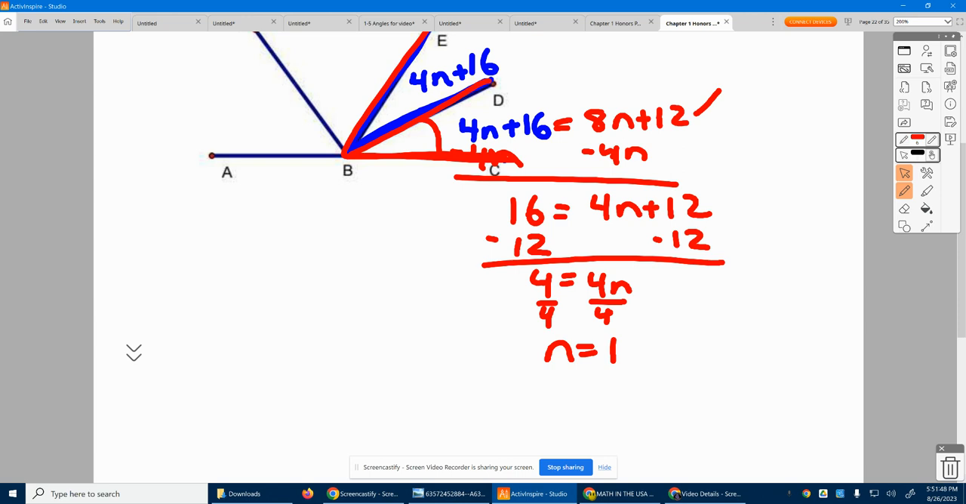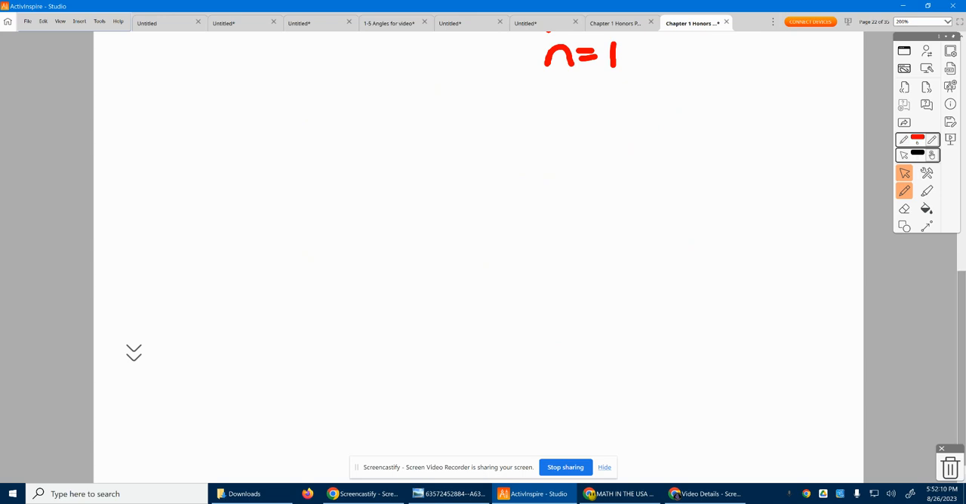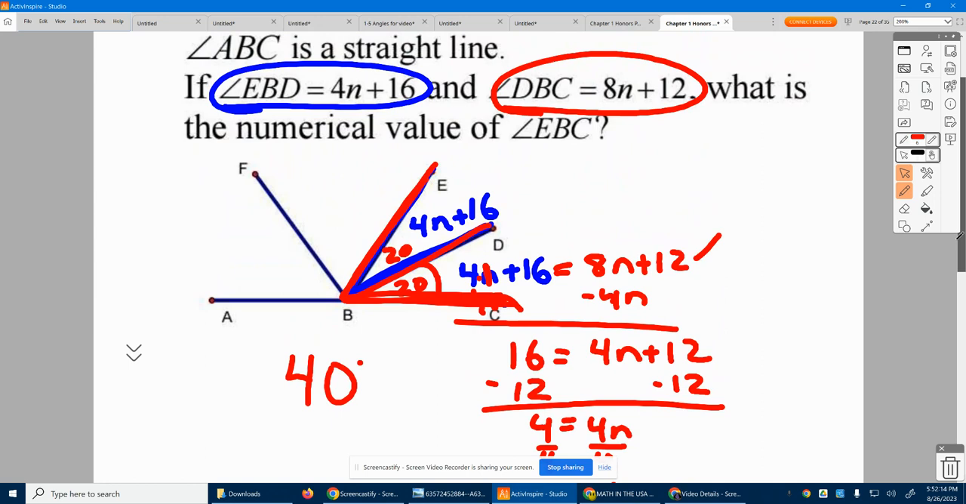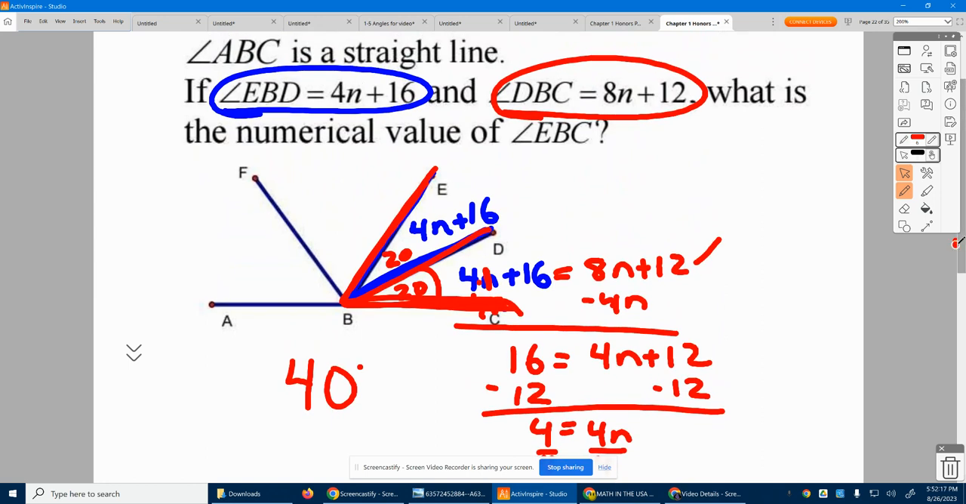It is 1. That means right back here in the picture, 4 times 1 plus 16. You and I know this guy is 20, this guy is 20. It asked E to B to C. So what is 20 plus 20? The grand total answer here for angle E to B to C, which is what the question asked, is 40 degrees. And I'm trying to move up to our picture to make sure. Yes, it says, what is the numerical value of E to B to C? 40 degrees.